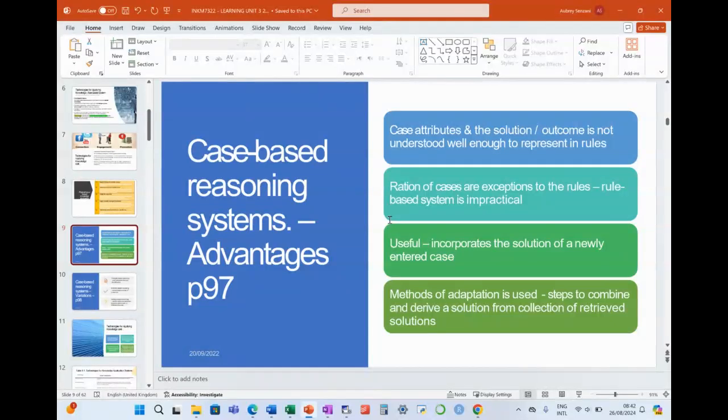Rationale of cases: exceptions to the rule. The rule-based system is impartial. Okay, so the rule-based system is impartial. I think we've pretty much highlighted this. It's not one of those, it's either you are or you aren't, it's either it is or it isn't. Okay, then useful, okay, incorporates the solution of newly entered cases.